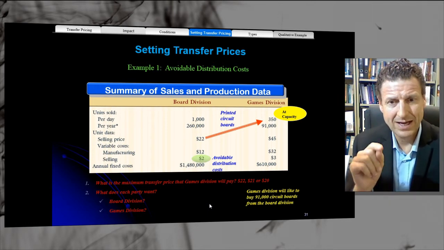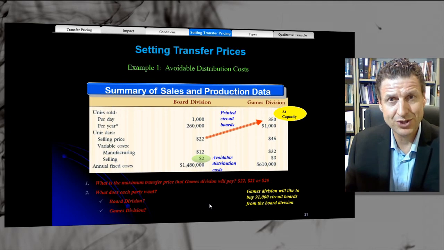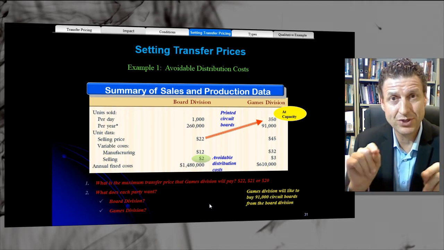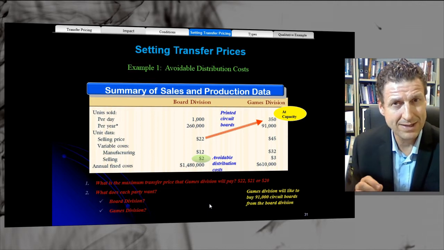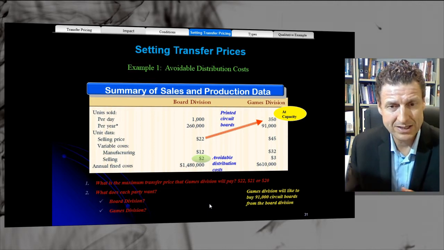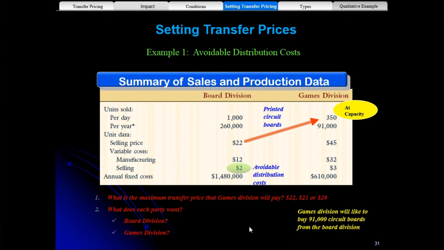Okay, now, are there any avoidable distribution costs to the board division from doing the internal transfer? Maybe there is, maybe there isn't. Yes, there is. $2 in selling costs. Let's mark that up, shall we? Avoidable distribution costs of $2.